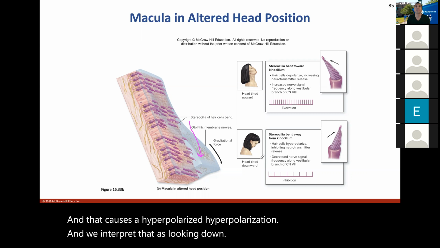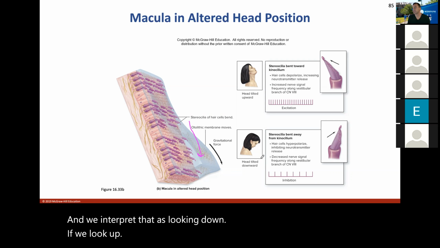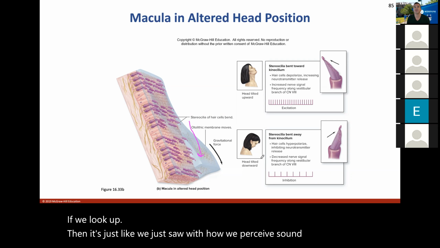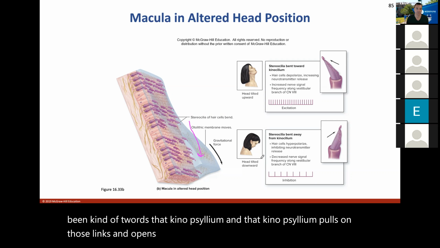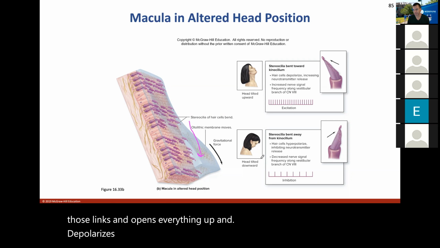And we interpret that as looking down. If we look up, well, then it's just like we just saw with how we perceive sound, right? We bend kind of towards that kinocilium, and that kinocilium pulls on those links and opens everything up and depolarizes. And we interpret that as looking up.